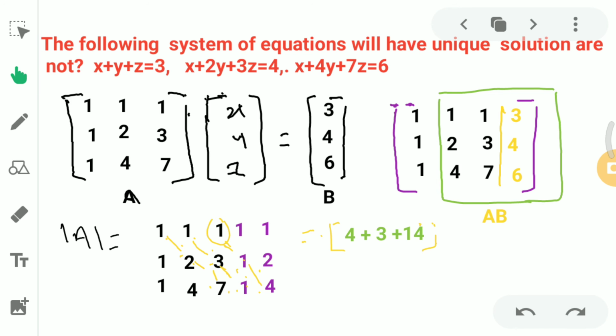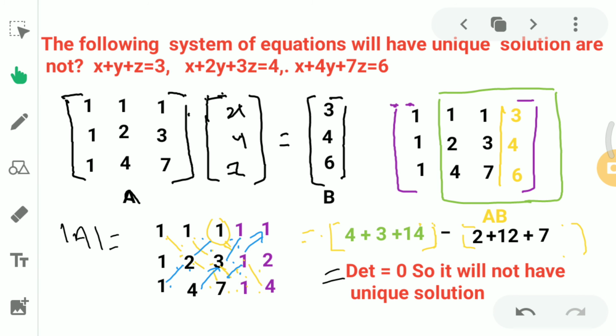Next minus. Next here to here: 1 into 2 into 1, 2. Next 4 into 3 into 1, 12, plus 7 into 1 into 1, 7. Here the det of the matrix was 21 minus 21, which is 0. So it will not have a unique solution, friends.